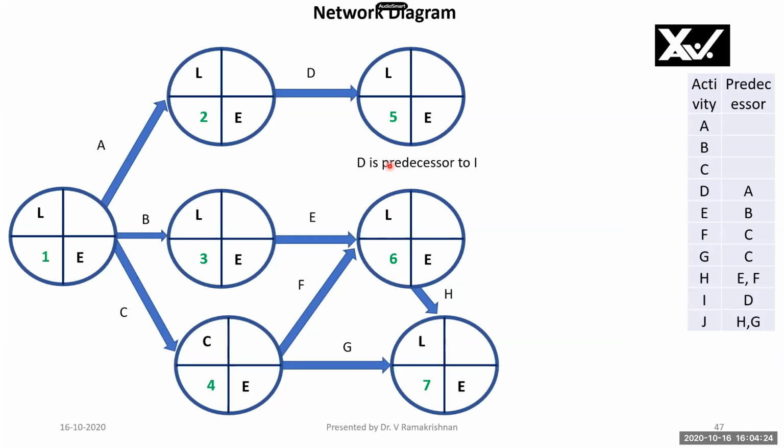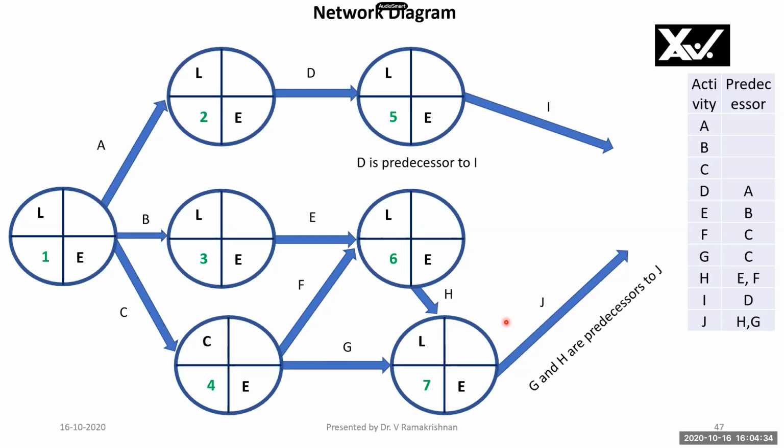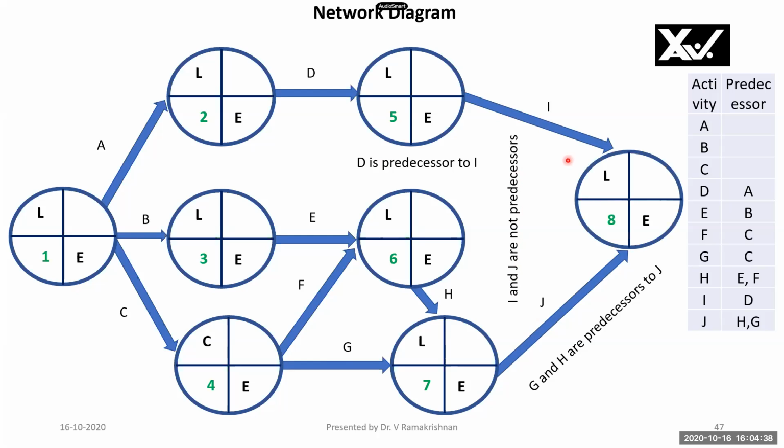Now we will see here, D is a predecessor to I, therefore I will draw I, and G and H are predecessors to J, therefore I will draw J. I and J have no predecessors, therefore I will end up these activities with a unique head event, right? I and J are the end activities. They should not be dangling. So I have completed the network diagram.